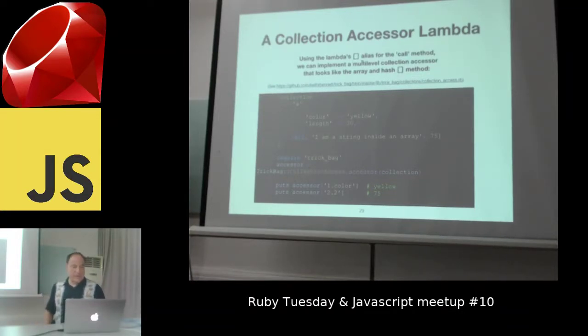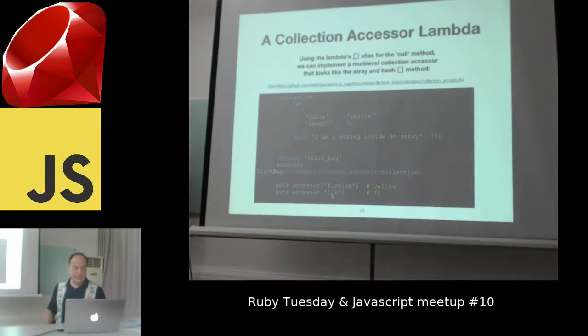Okay, so anyway, using the lambda's square brackets alias for the call method, we can implement a multi-level collection accessor that looks like the array and hash square brackets method. And so here you have an instance of calling it. The first level is gonna pass it one, the second level is gonna pass it color, and it's gonna come back with this.